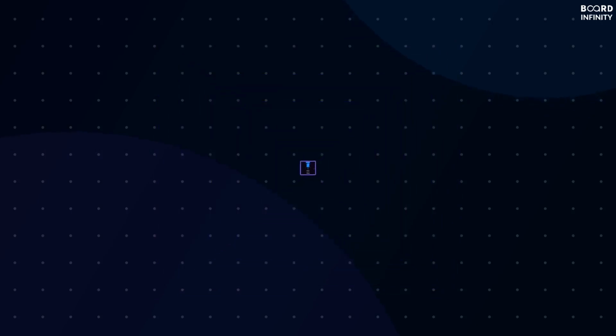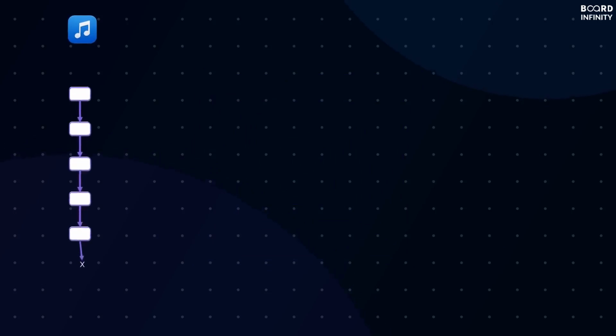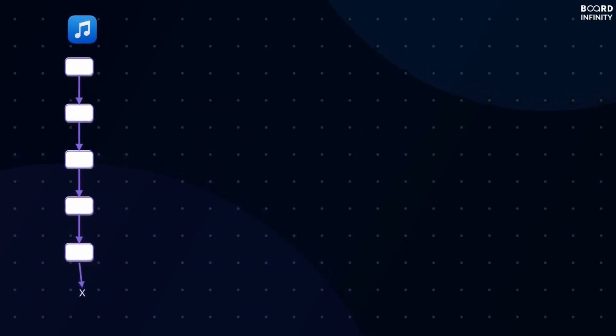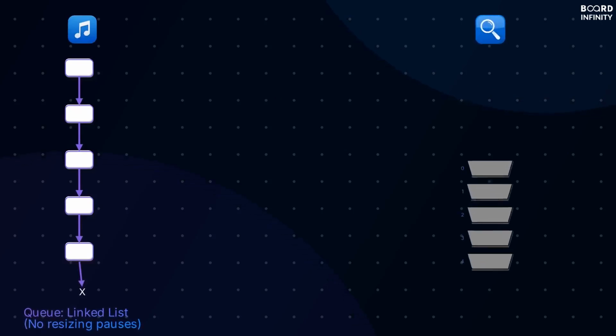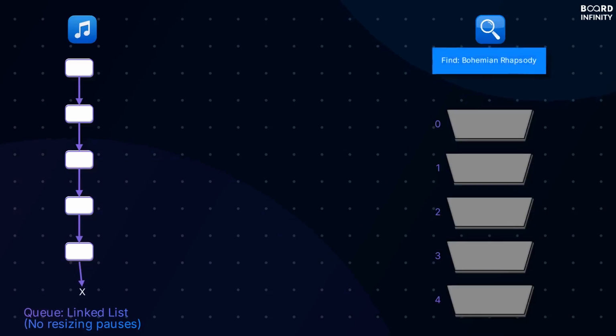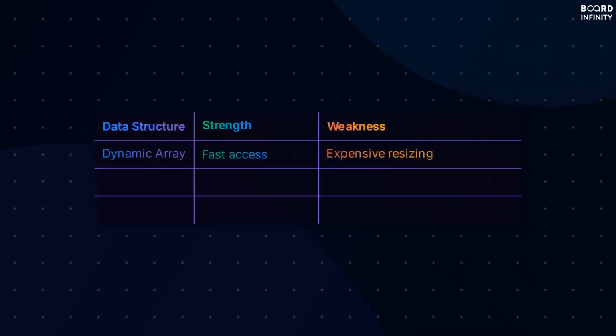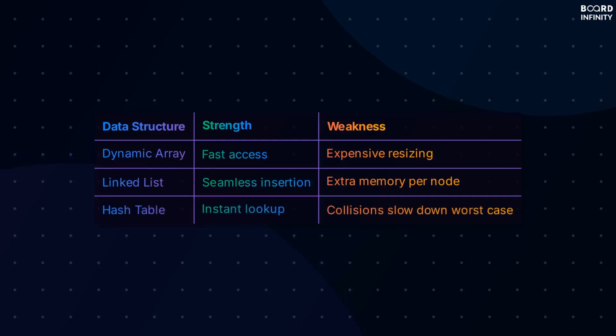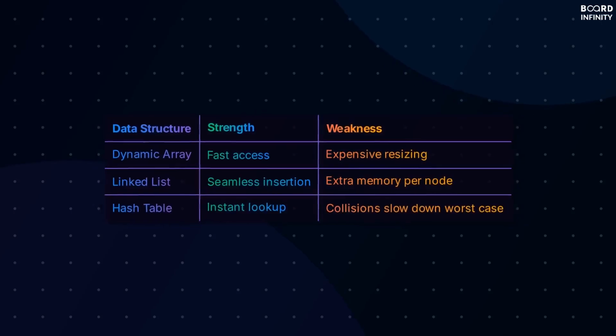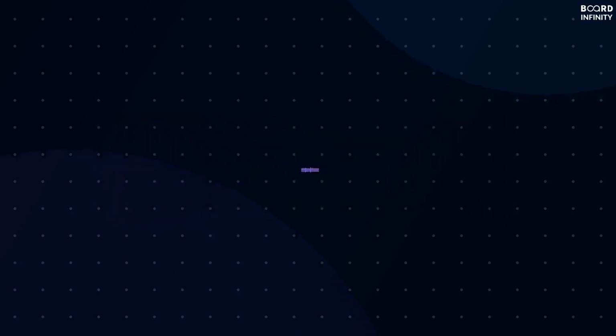Spotify's queue uses a linked list because users constantly add and remove songs. Resizing an array mid-playback would cause stuttering. Spotify's search uses a hash table because lookups need to be instant, and collisions are rare with a good hash function. Understanding these trade-offs helps you avoid performance cliffs. Engineers rarely ask which structure is best. Instead, they ask, best for what?